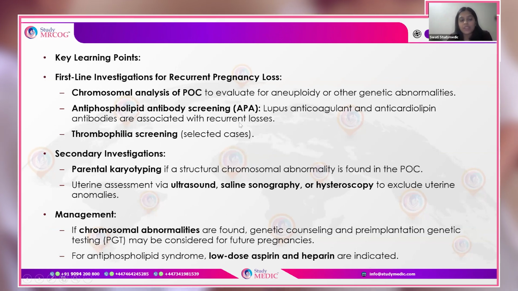APLA are associated with recurrent losses, thrombophilia screening. These all are first-line investigations, only done in selected cases. Parental karyotype, looking for ultrasound, saline sonography, hysteroscopy to exclude uterine anomalies. This is especially relevant in the second trimester losses. Parental karyotyping will only come if an abnormality is found in the chromosomal analysis of products of conception. What management would be there? Genetic counseling, PGT, these may be considered for future pregnancies. For APLA, low-dose aspirin and heparin are indicated.